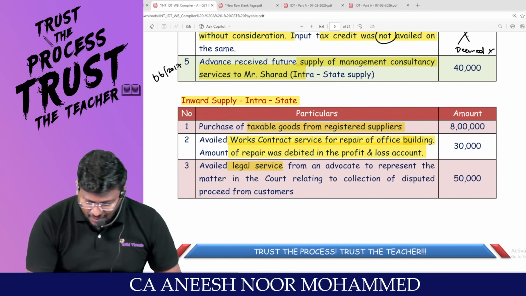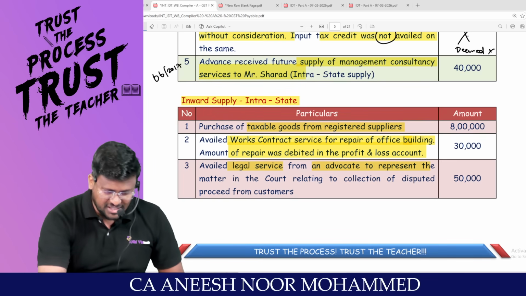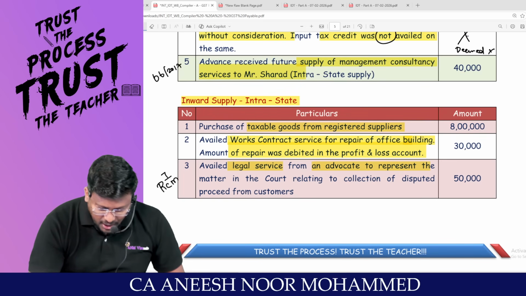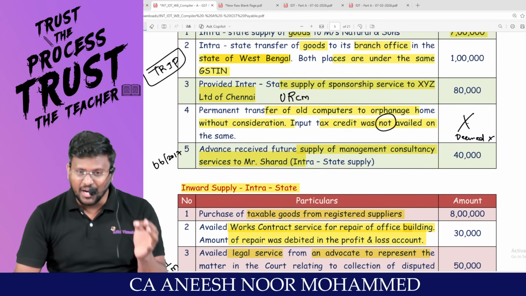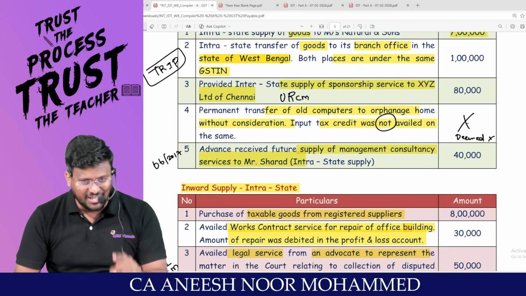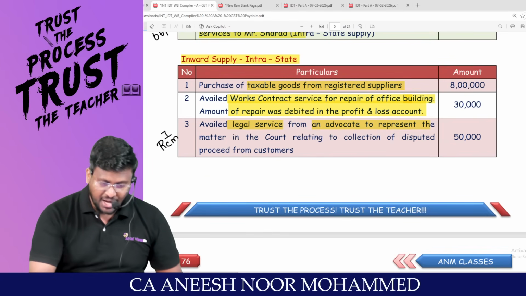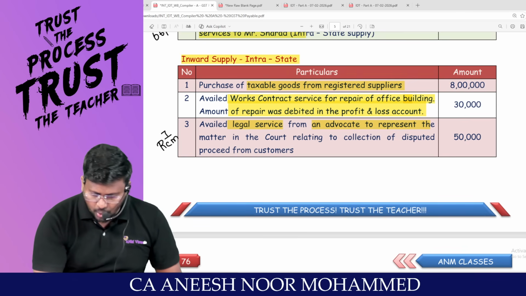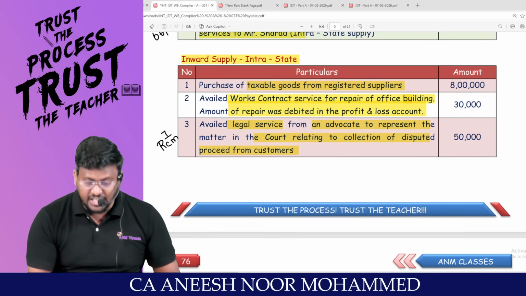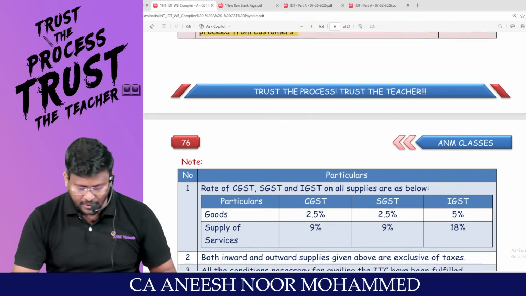Availed legal services from an advocate. Sir, availed legal services means RCM. This is inward RCM and this is outward RCM. There is a difference. Inward RCM means we are the person who is liable to pay tax. Outward RCM means the recipient is the person who is liable to pay tax. Availed legal service from an advocate to represent the matter in the court relating to collection of disputed proceeds from the customer. We are liable to pay tax on reverse charge basis.